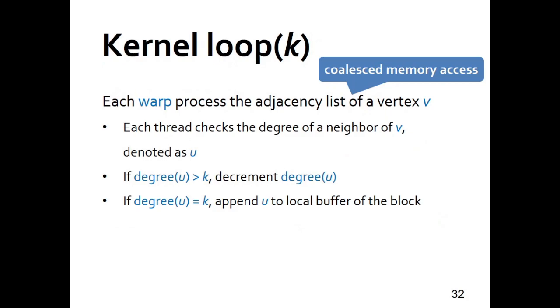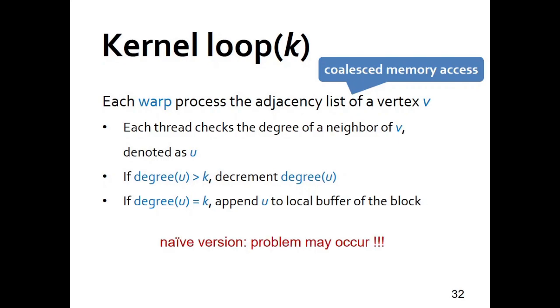In the loop kernel, a warp is deployed to process a vertex found in the buffer. Since there are 32 threads in a warp, neighbors are processed in a batch of 32 each time. The neighbors are stored consecutively in the adjacency list, hence the access is coalesced. Each thread checks the degree of a neighbor of V, denoted as U. If degree of U is greater than k, it decrements degree of U. If degree of U is equal to k, it appends U to the local buffer of the block.